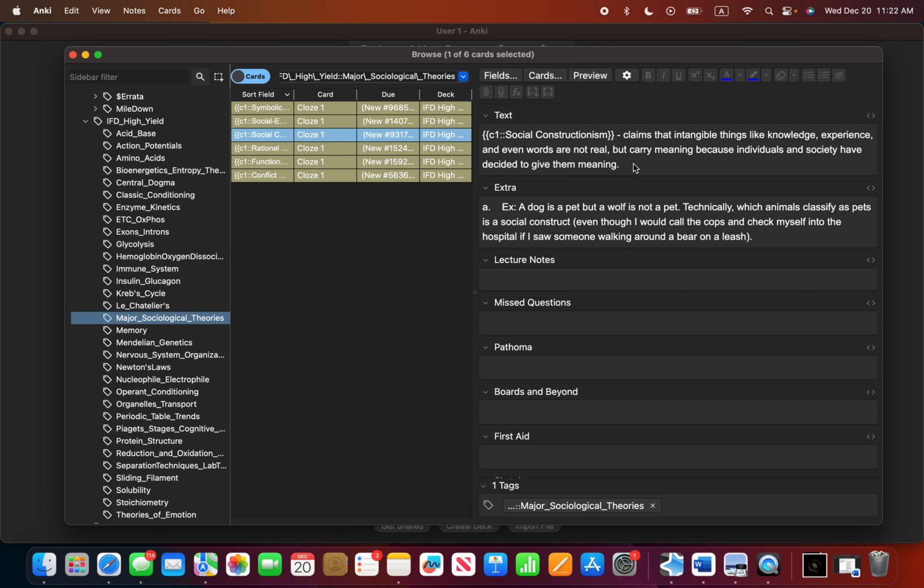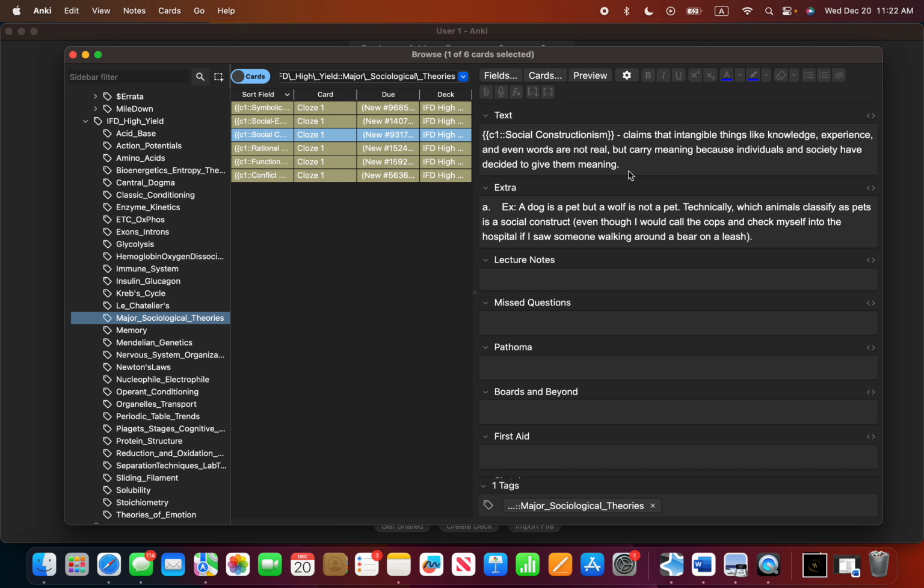Social constructionism. Constructionism, like constructing something, building something. You built social status, maybe? It claims that intangible things like knowledge, experience, and even words are not real, but carry meaning because individuals and society have decided to give them meaning.